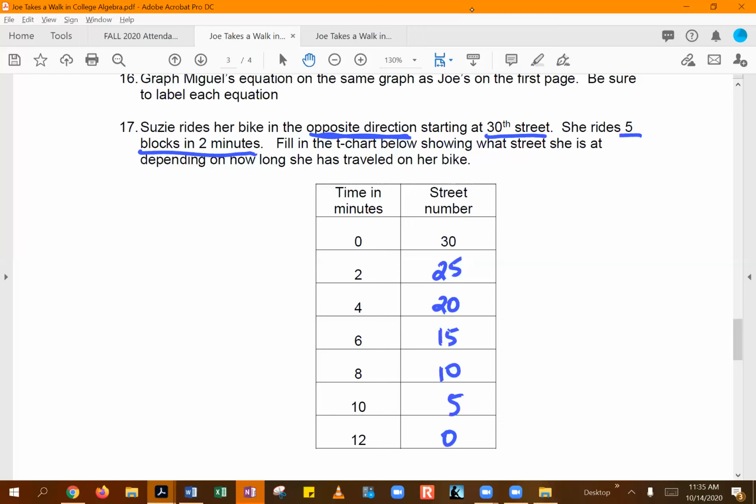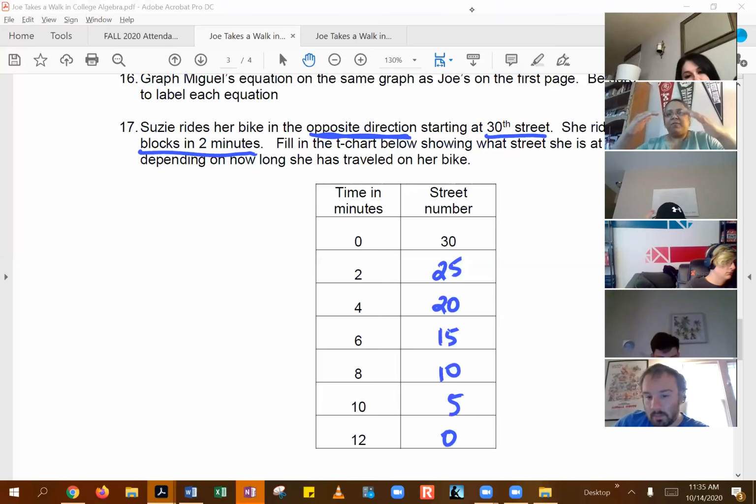Since we have to go down by 5 blocks. So what happened, John, with your answer, since you went from 5 to 1, technically you only traveled 4 blocks, right? Because you went from the 5th street to the 1st street. So to make it 5 blocks, you do have to go down to 0.